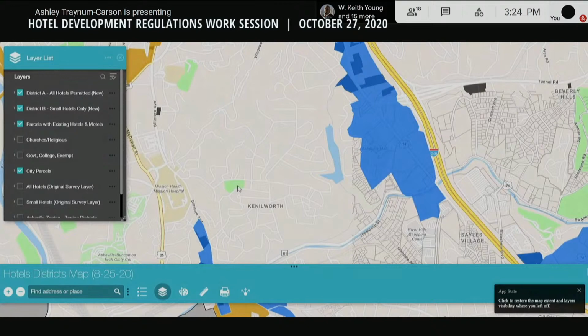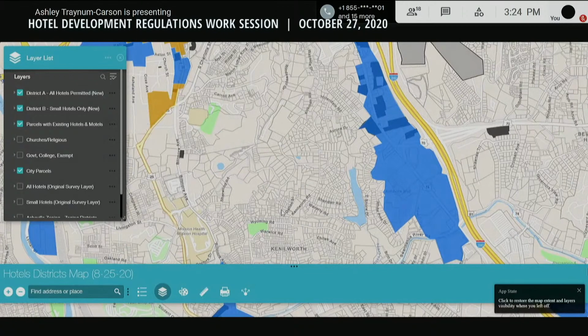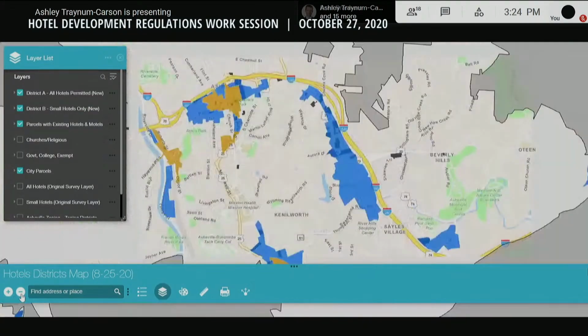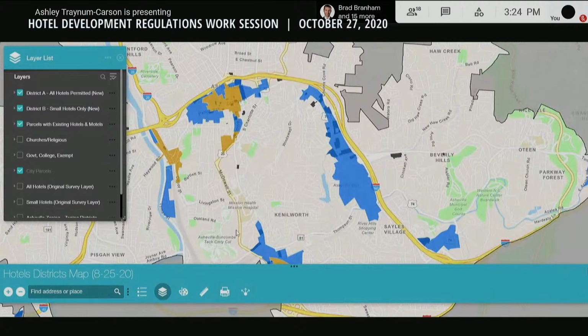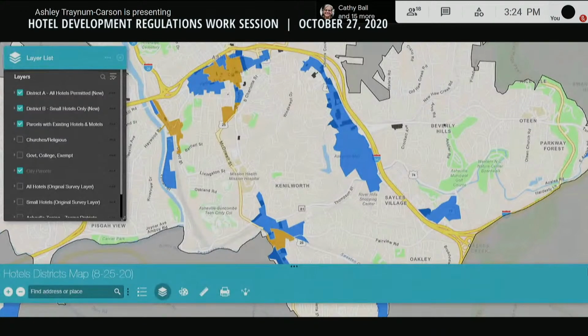Okay. So this is the map that shows where large and small hotels could be permitted. If you recall, the blue areas on the map are areas where we would allow both large and small hotels. And again, we would define a small hotel as less than 35 hotel rooms, a large hotel larger than 35 hotel rooms. And then the orange shows where only small hotels would be permitted. And then the rest of the city, hotels would not be permitted by right.